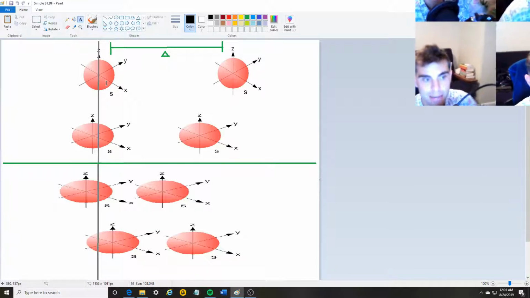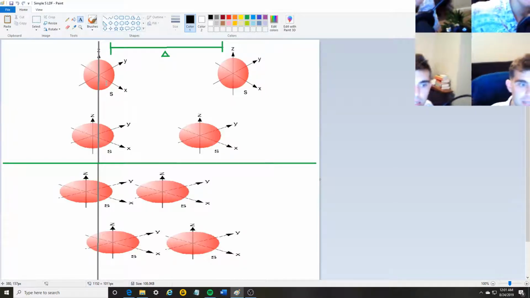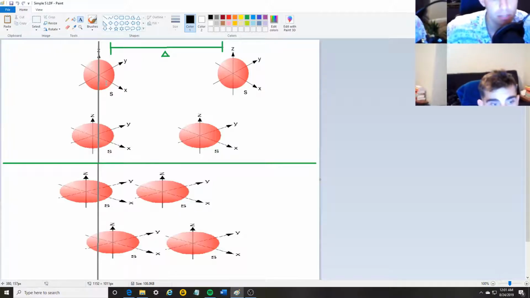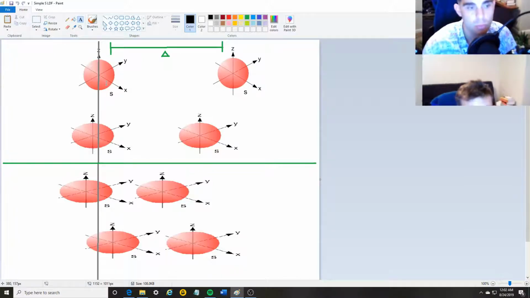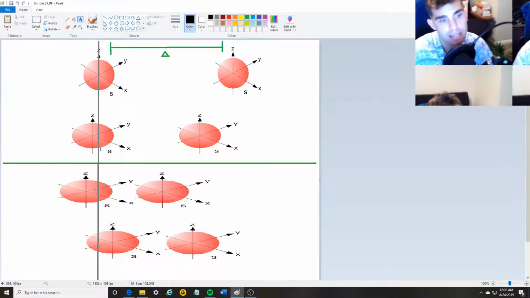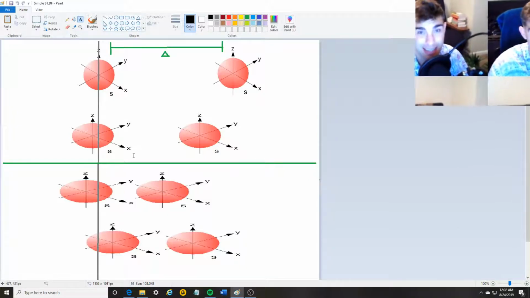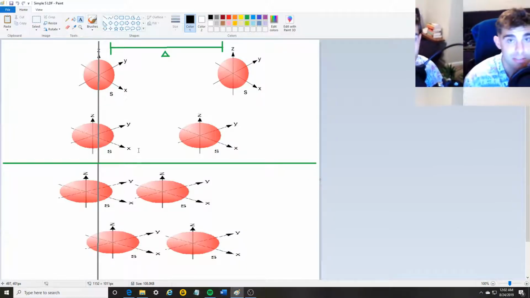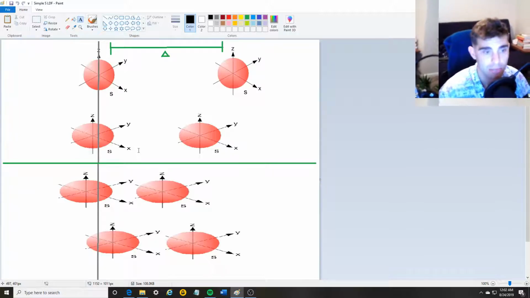I'm getting a little caught on the terminology here, but what I really want you to get from this is that the center of mass kind of remains the same, because the majority of the mass is in the center of the atom itself.